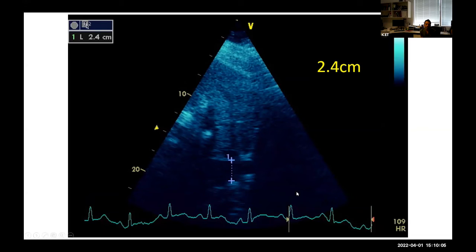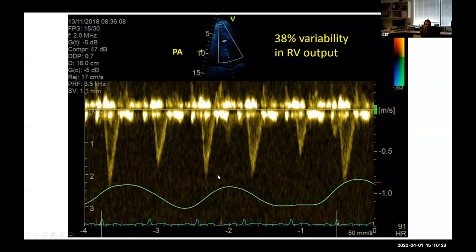All right, so in the next one we have the effusion size, which is 2.4 centimeters, so it is again a large effusion, more than 500 mils. And this is the 38% variability in RV output. So it is less than 40%. Tamponade physiology, it might not be.